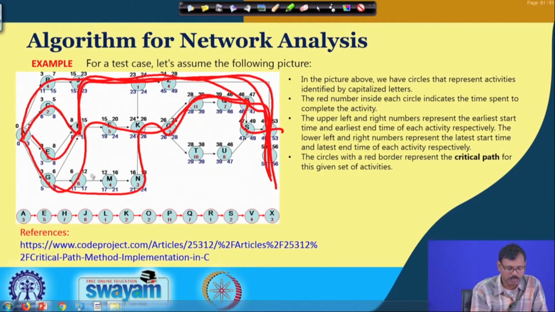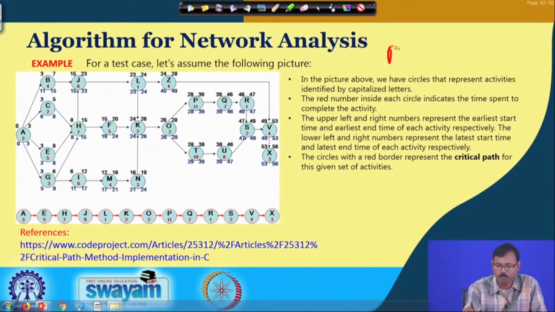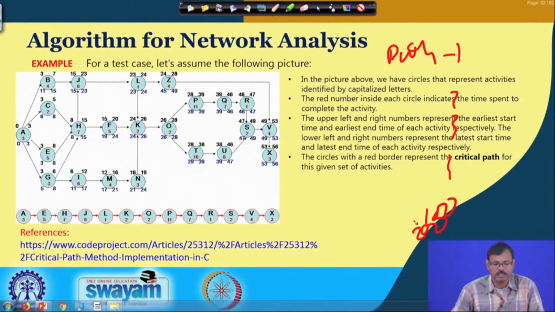So, the number of paths is too much in this case. If someone would like to do it manually instead of using computer programming, he has to write path 1, 2, 3, 4, 5, and maybe 100 or 200 paths will come out for analyzing this one. So, it is very difficult to completely analyze this type of critical network, and computer programming is required.